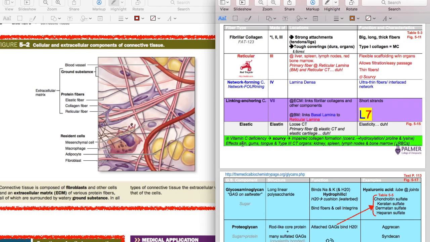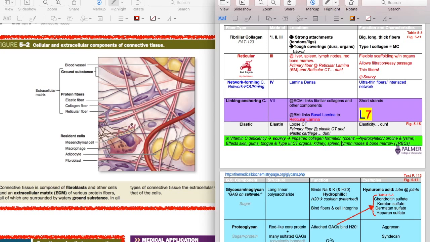Okay, so you're going to have bleeding gums and basically your tissues fall apart. Your tissues fall apart and you bleed. It also is going to affect organs that are high in type 3 connective tissue, filtering type organs: kidneys, spleen, lymph nodes, and bone marrow.